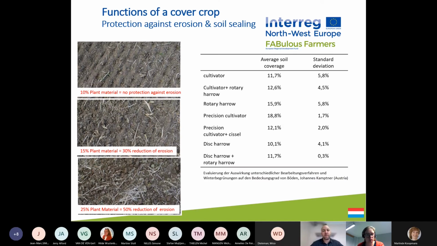Another important function of the cover crop, especially during the winter, is the protection against erosion and soil sealing. As we are seeing here on the left side in the pictures, when we already have 25% of plant material on the soil, we have already a 50% reduction of erosion. But when we are talking about cover crops, later on we're going to speak a little bit more about it. It's also important how we are going to destroy these cover crops. We have on the table different methods of destruction, and destruction will reduce the protection against erosion immediately, very quickly.